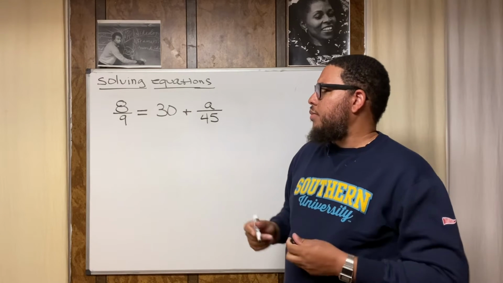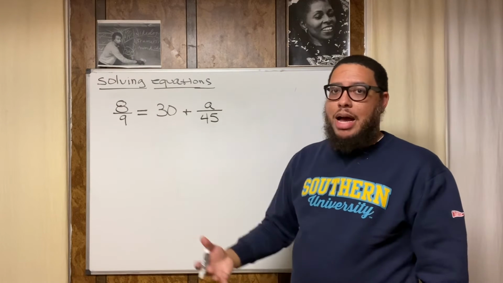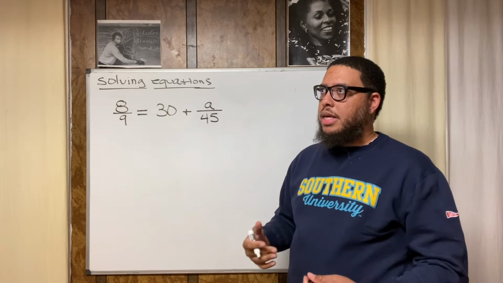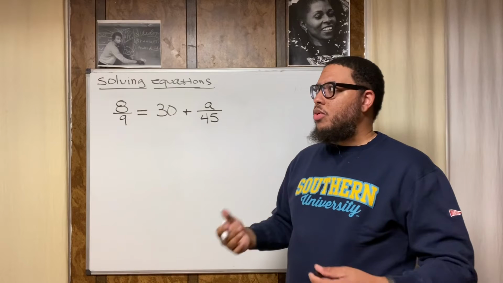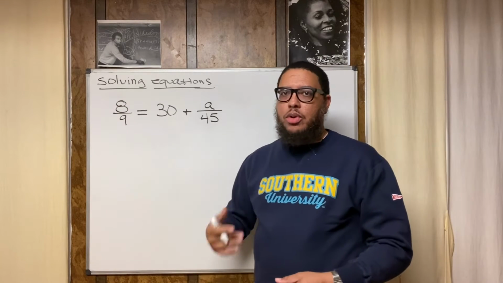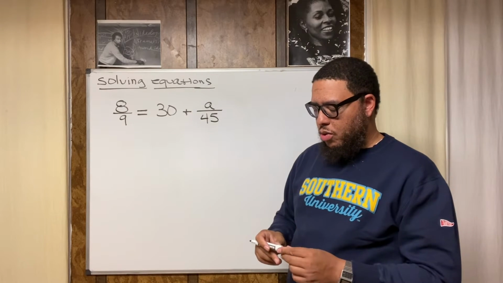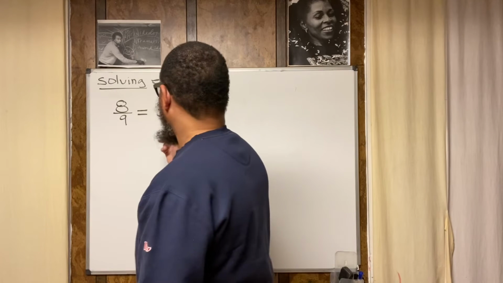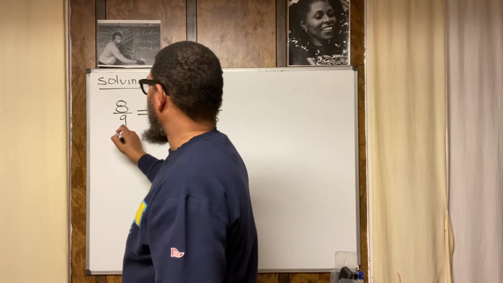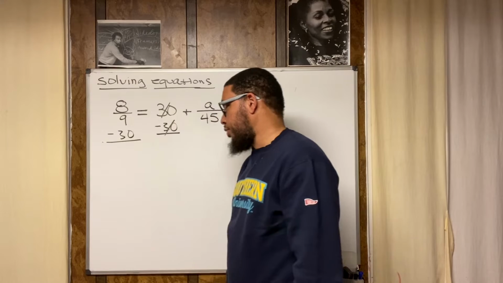So what I could do is I can get rid of 30 first. Now this 30 is a positive 30. So the opposite of a positive 30 is a negative 30. But how do I show a negative 30? I subtract 30, right? I subtract 30 to show negative 30. So I'm going to do minus 30 right here on the right side. And I'm going to also do minus 30 over here on the left side.